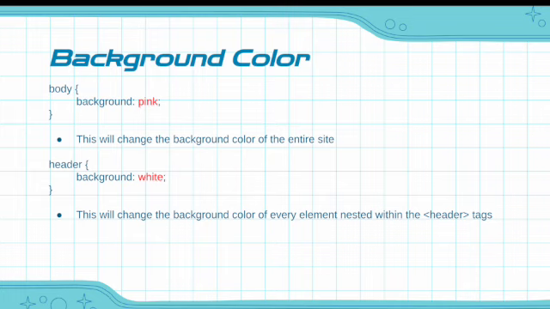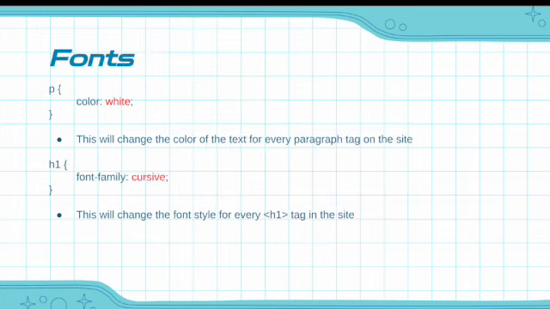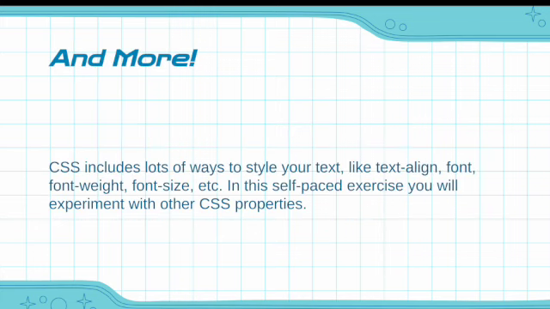For fonts, if you do paragraph color white, this will make every paragraph tag on your site have white text. And if you were to do H1 font-family cursive, this will change the font style to cursive for every instance of an H1 tag in the site. And then more. CSS includes lots of ways to style your text, like text-align, font-weight, font-size, etc. In this self-paced exercise, you will experiment with other CSS properties. So go ahead and play around with the CSS properties.